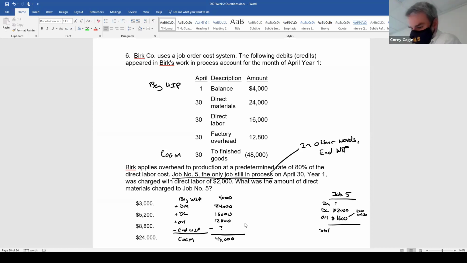48,000 of that went on to finished goods, which means the other 8,800 of it is still in ending work in process. In other words, cost of job 5 because that's the only job there. So if we know labor and overhead, we can easily plug in the materials. Materials would have to be 5,200. I love problems like that.